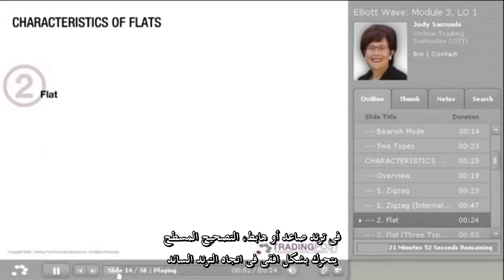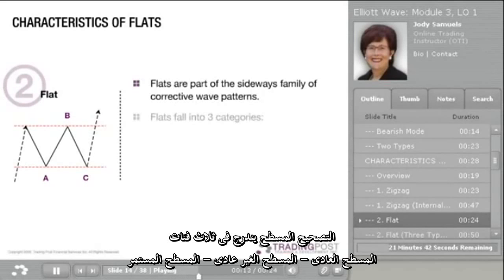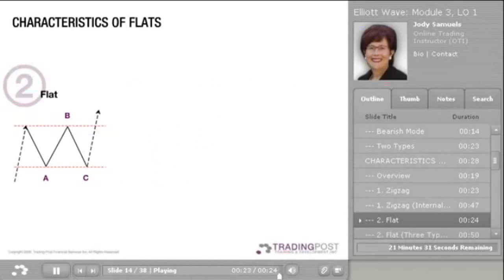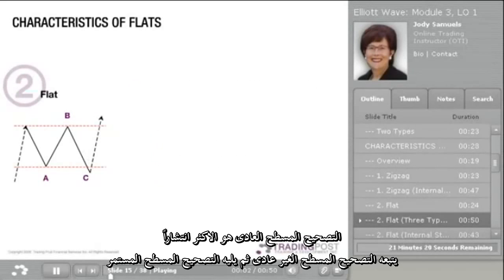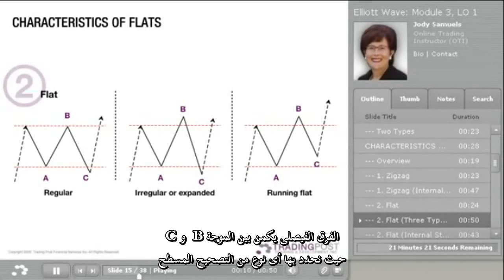In an uptrend or downtrend, the flat correction moves sideways to the predominant trend. Flats are part of the sideways family of corrective wave patterns. Flats fall into three categories: the regular flat, the irregular or expanded flat, and the running flat. In flat corrections, the regular flat is the most common, followed by the irregular or expanded, followed by the running flat. Subtle differences between the travel of waves B and C determine which flat correction it is.